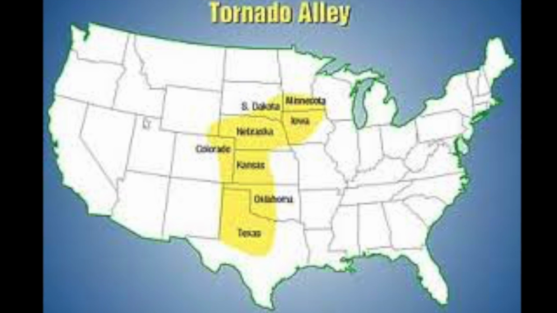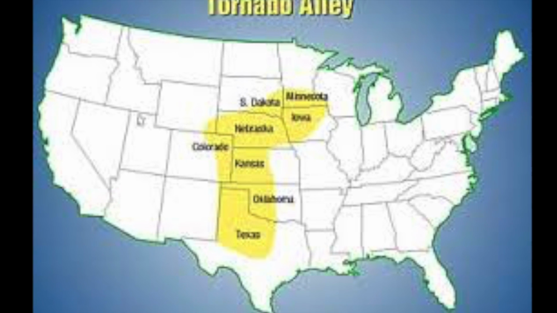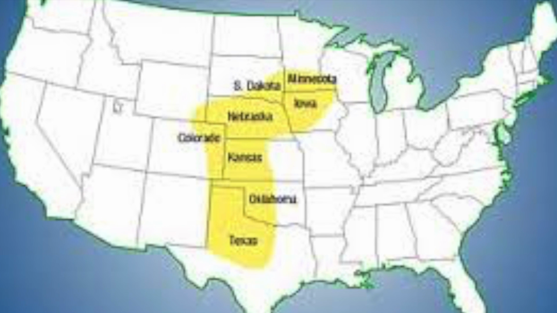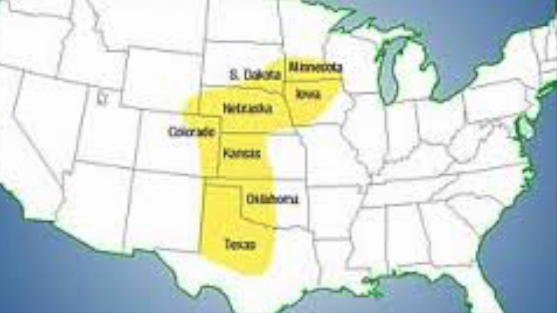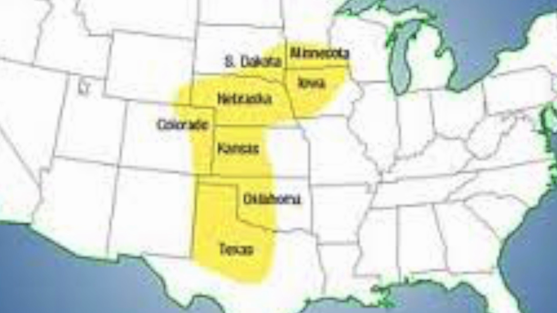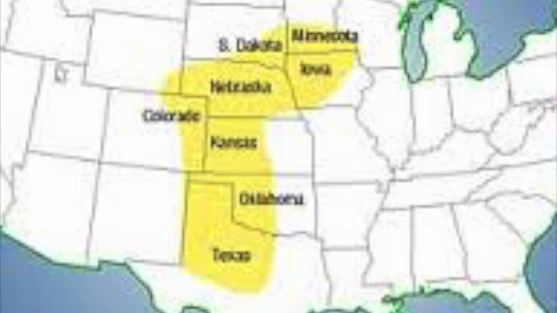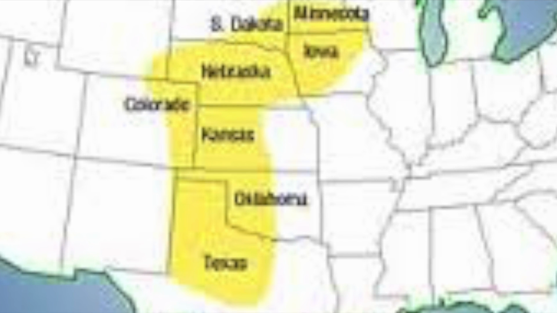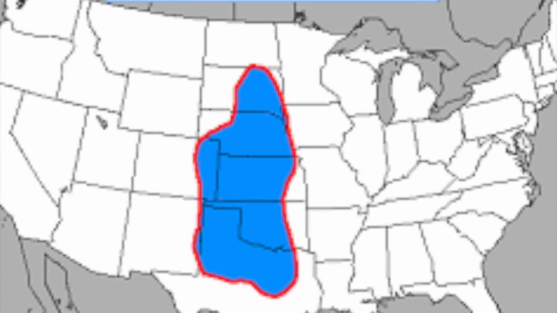Tornado Alley is an area of the United States where tornadoes are most frequent. Tornado Alley maps start in central Texas and go north through Oklahoma, central Kansas and Nebraska, and eastern South Dakota, sometimes doglegging east through Iowa, Missouri, Illinois, and Indiana to western Ohio.